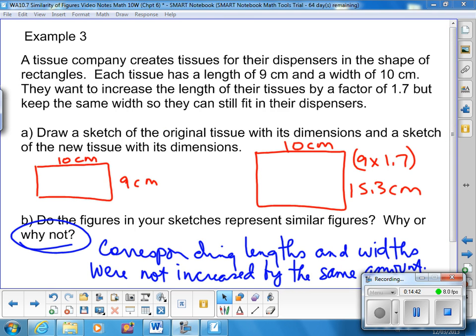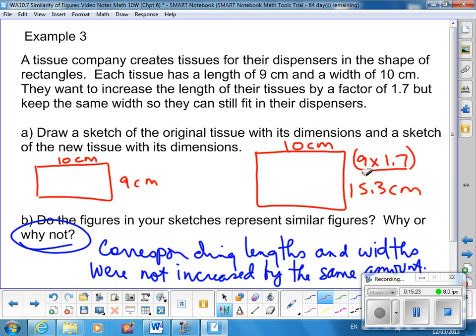A tissue company creates tissues for their dispensers in the shape of rectangles. Each tissue has a length of 9 centimeters and a width of 10 centimeters. The manufacturer wants to increase the length of their tissues by a factor of 1.7, but keep the same width so they fit in the dispensers. Draw a sketch of the original tissue box and the new dimension, so I did that. One is 10 by 9, and the other one is 10 by, and we're changing the length by a scale factor of 1.7, so 9 times 1.7, the new length is 15.3.